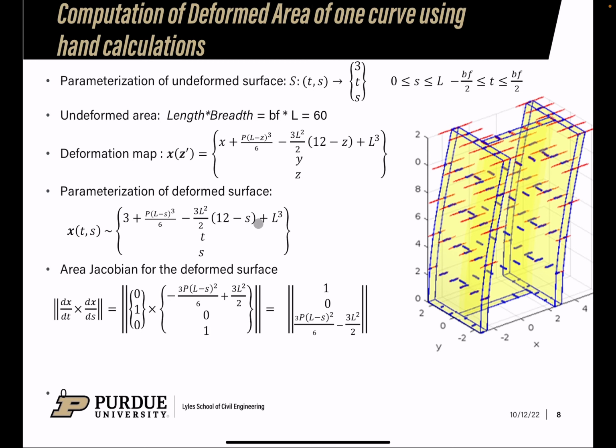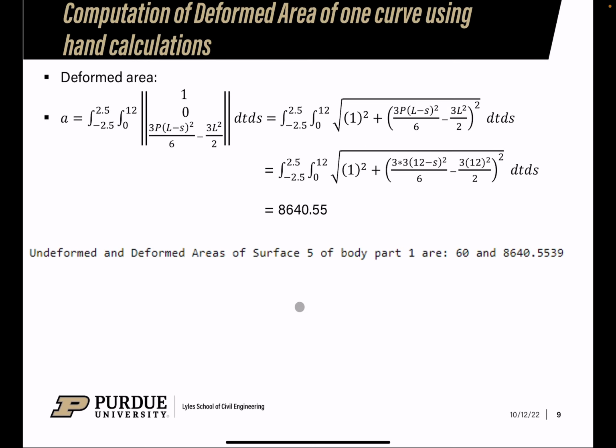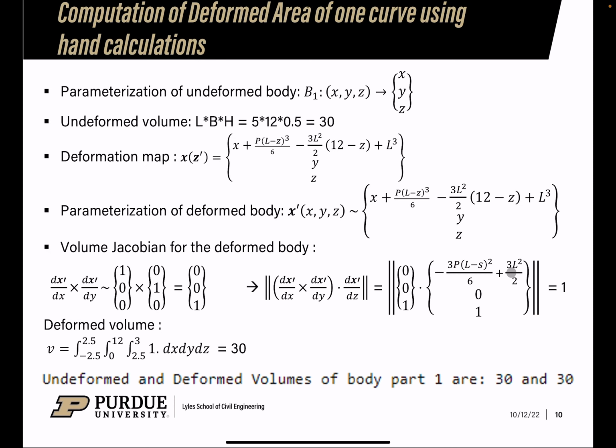And to compute the deformed area, I'll make use of the area Jacobian, which is nothing but the differentiation of x with respect to t, and the differentiation of this with respect to both the parameters and the cross product. So using that, we get a deformed area of 8640.55 using hand calculations, and the same is obtained using MATLAB too.